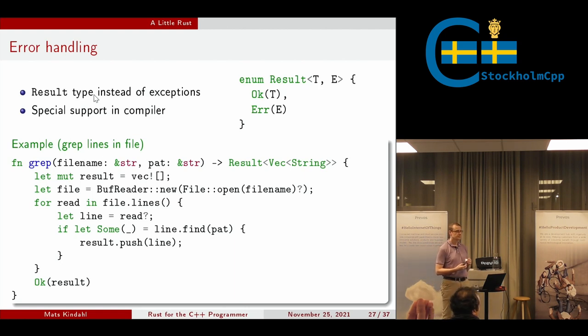Yes? The line that says let line equals read question mark. So yes, question mark means that read might fail. What is read doing in particular? Yes, that is actually the result type in effect. So what happens is when you iterate the file lines, you're creating an iterator, and the iterator returns a result each time. The result can either be a line or an error.